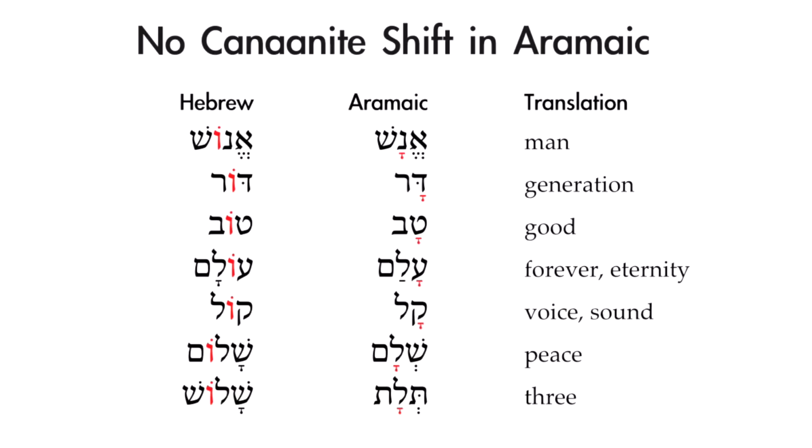But let's look at our screens again and see how they're spelled in Aramaic. Look at the same words in Aramaic. Anash, dar, tav, alam, kal, shalom, and talath. You'll see in each of those words not a long O, but a long A, not a holem vav, but the qamets. Now what's happened is that Aramaic is not a Canaanite dialect, and so it did not undergo the Canaanite shift.